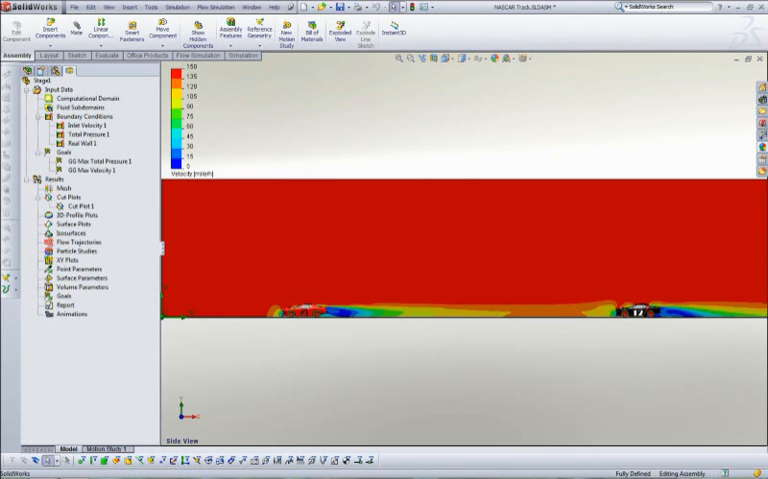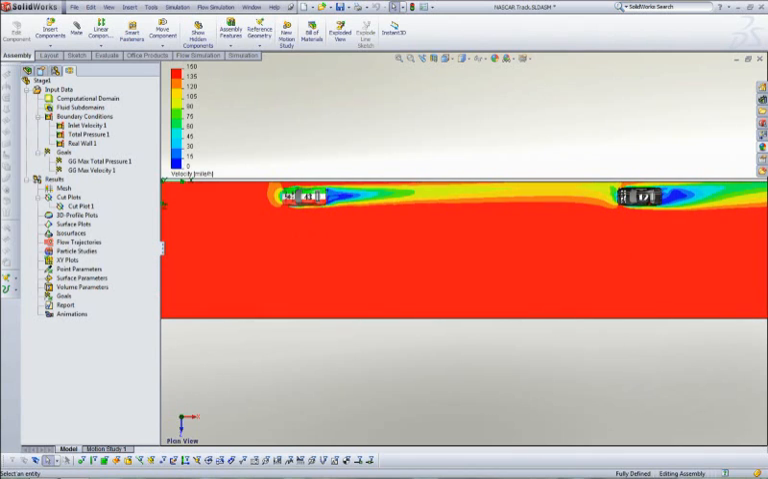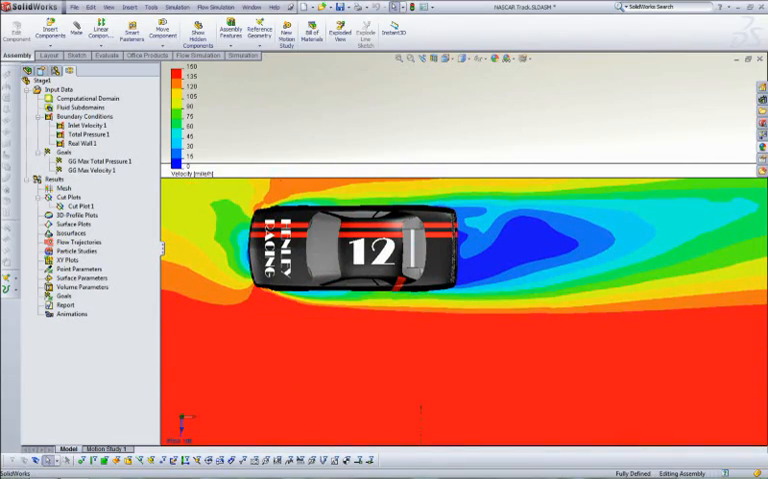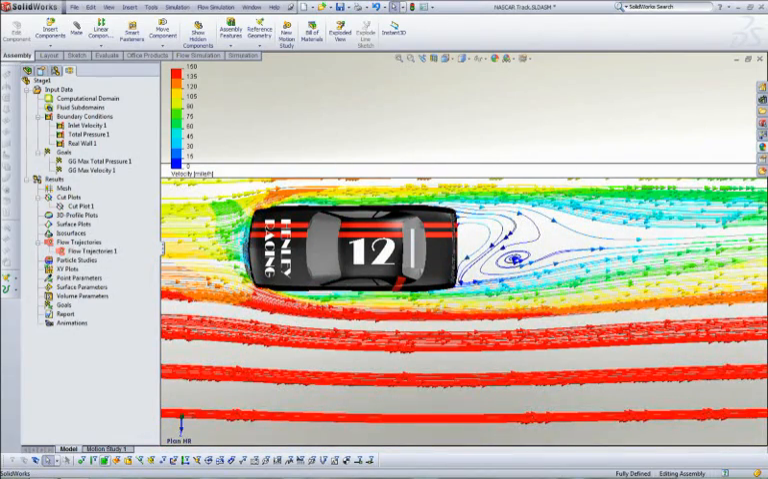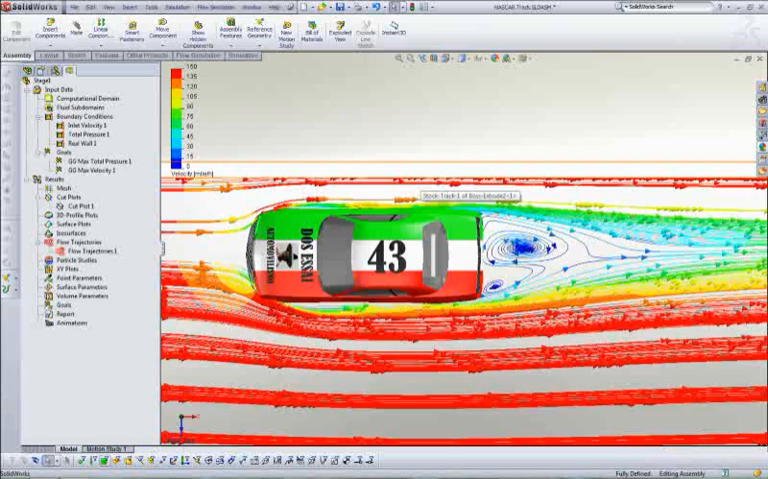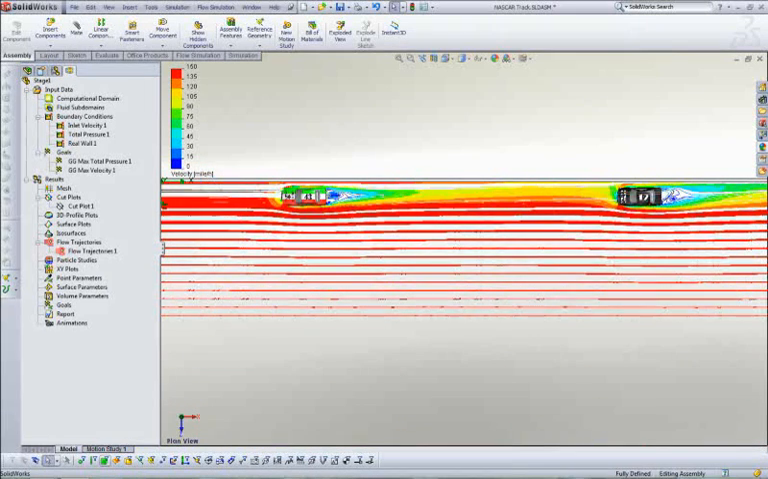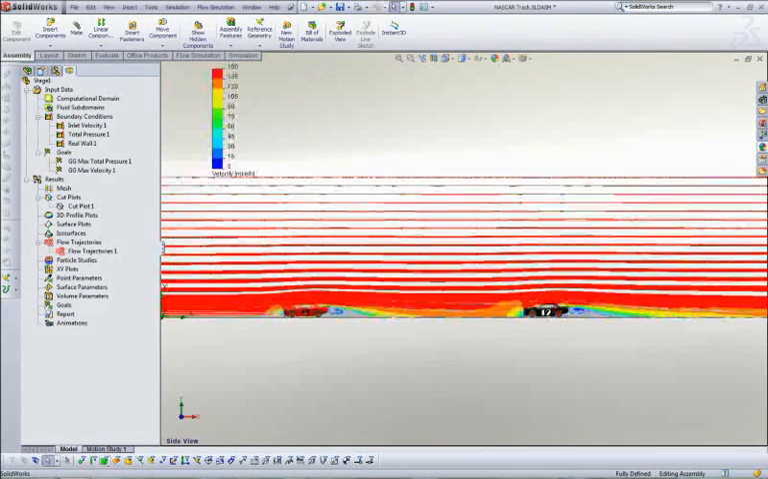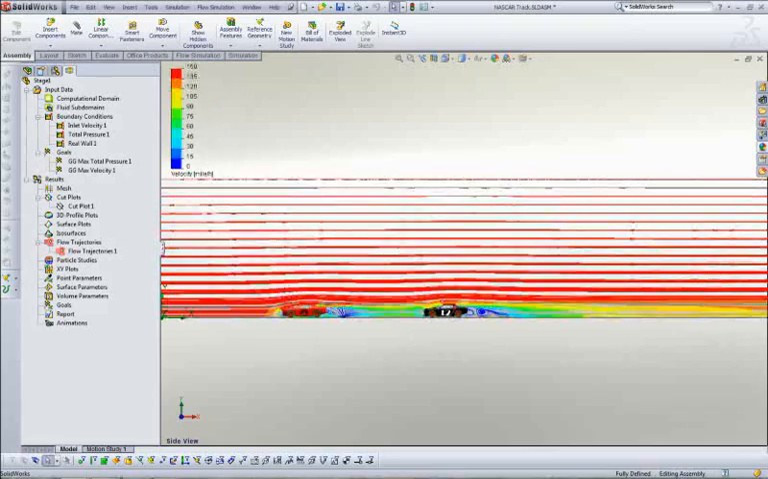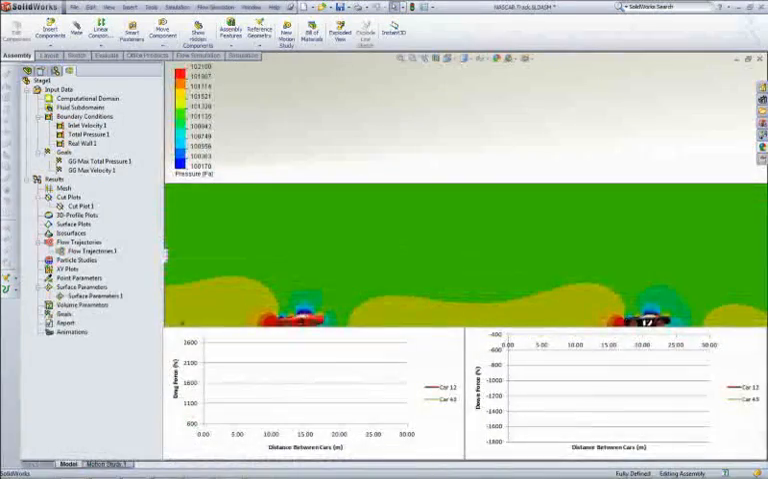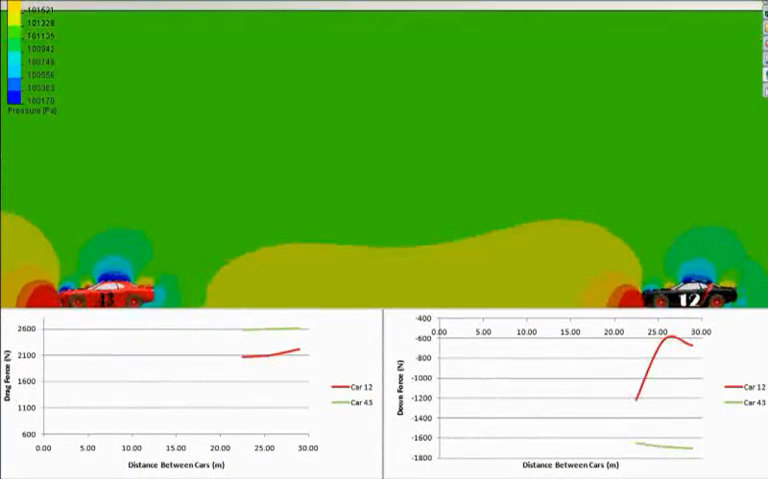Jimmy can see that even with the cars more than 6 car lengths apart, the following car, car 12, is positively affected by the wake of the lead car, car 43. The air velocity hitting car 12 is significantly lower than the race speed of 150 miles per hour, and this in turn will help car 12 catch car 43.